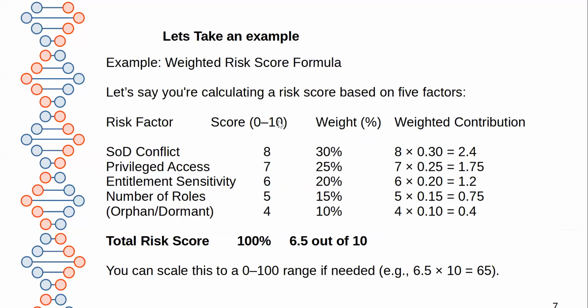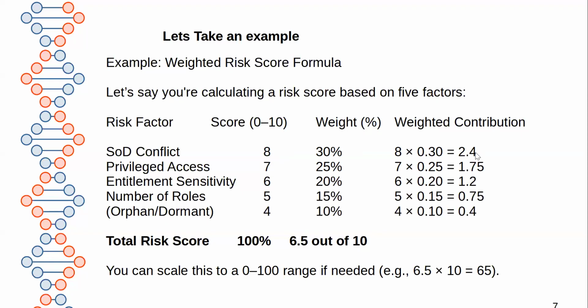Now you can understand, the risk factor is SOD conflict. For the organization, the risk score, they are saying yes, something which is coming under already as an SOD conflict, the score should be 8. And the weightage of this particular should be 30%. So the weighted contribution comes, multiply this to this.